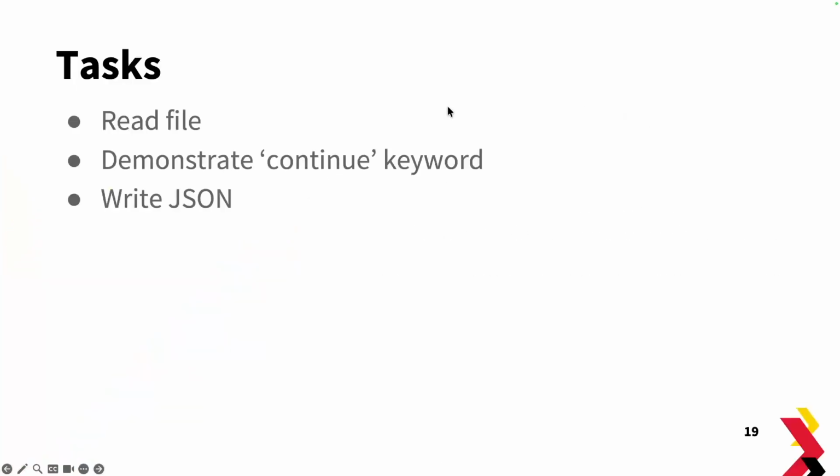So we've gone through reading a file. We've demonstrated the continue keyword, which is we can skip an iteration, and we've looked at how to write JSON. All three of these things are going to be important for your project 3.